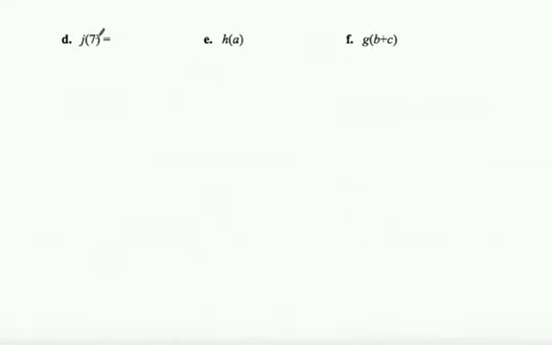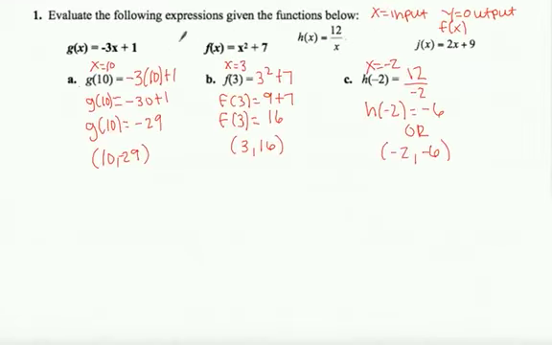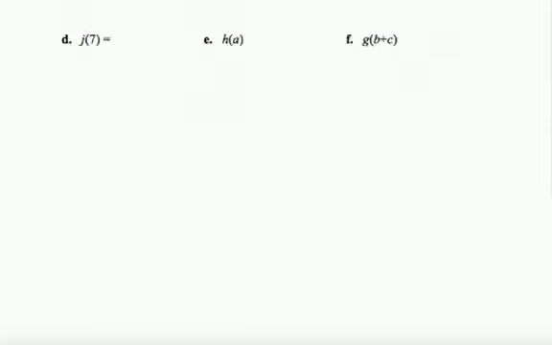J of 7. So if I go back, I can see that j of x is 2x plus 9. So I'm going to write that up here. J of x equals 2x plus 9. And I see that the input that they want me to use is x equals 7. I know that because the 7 is in place of where the x is. So I'm going to take 7 and I'm going to plug it into where I have x.